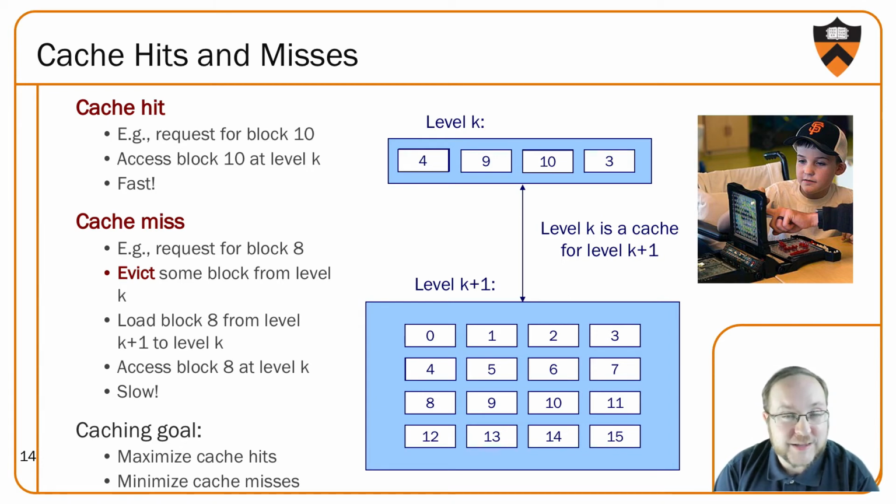This, though, because level K is probably not empty, it is probably, in fact, full. That's why we had it stored in K plus 1 in the first place, because it didn't fit in K. This means that we're going to have to kick something out of level K that's currently at level K in order to bring this new item in.